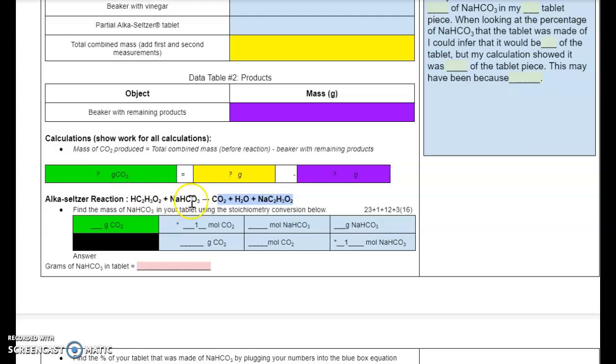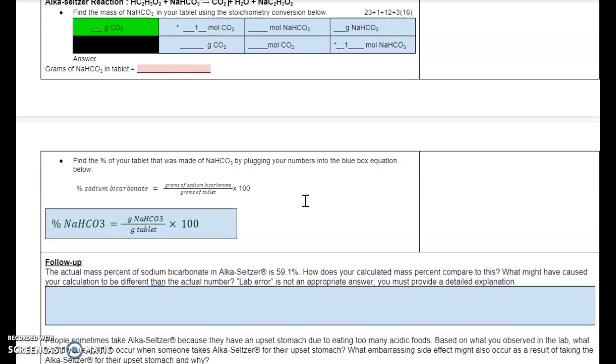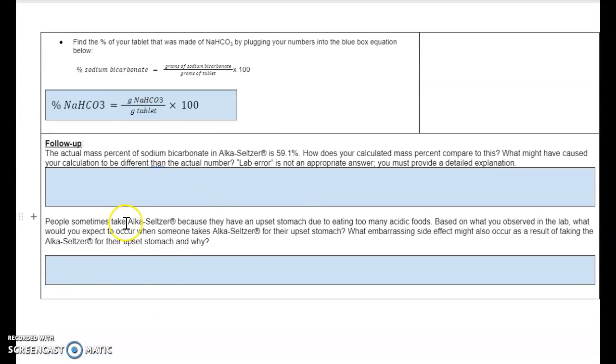Here are your products. Here are your reactants. Your products are carbon dioxide, water, and sodium acetate, NaC2H3O2. So with these products, what would that do in your body? Think about drinking Alka Seltzer. What do you see as it's reacting with the vinegar? And write your explanation down here.